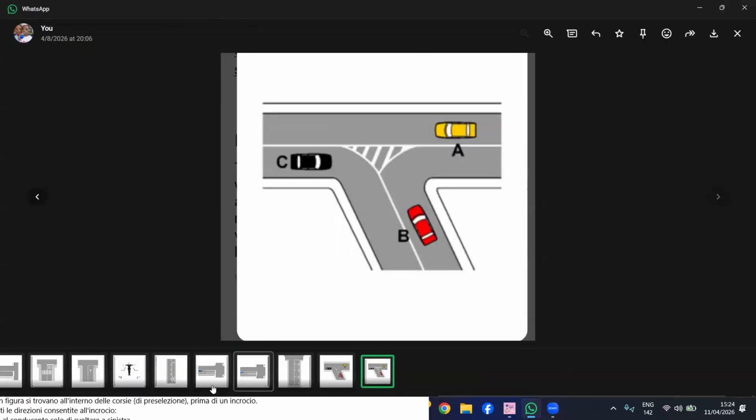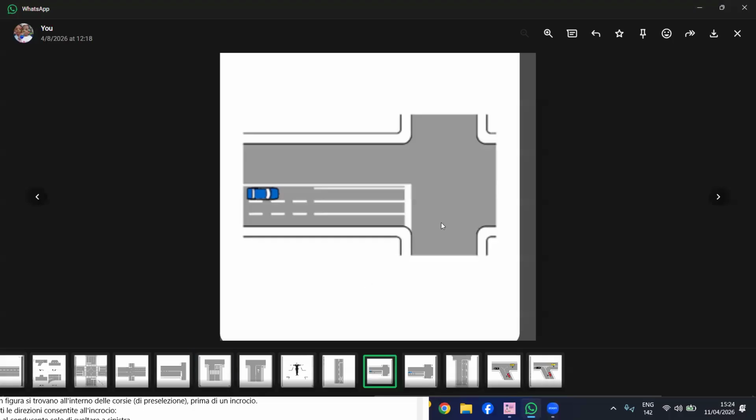Wait, let me go back. Yeah, but this one is not showing you any arrow. So now they want to explain, if you get to this place, how you are going to use all this corsia. Please, corsia di canalizzazione or preselezione.